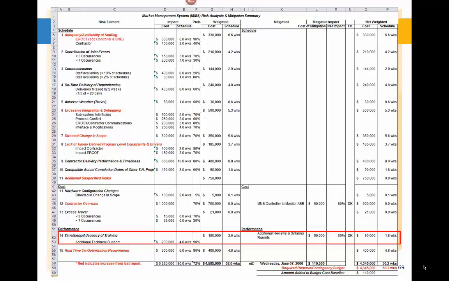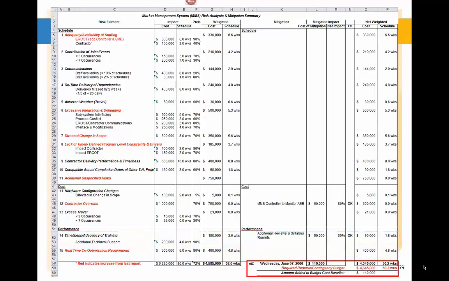Going over to the right, you would see now that our $180,000 of weighted cost impact has been reduced to $90,000, and the 3.6 weighted schedule impact has been reduced to 1.8 weeks. So we've received a $90,000 improvement in that risk by spending $50,000. There was still a net $40,000 savings. However, we do have to put that $50,000 directly into the project budget because we're going to spend that money.